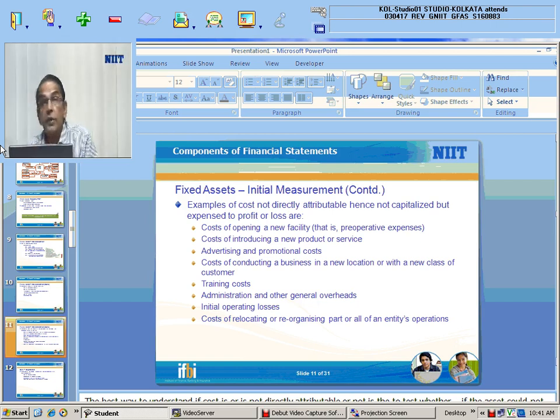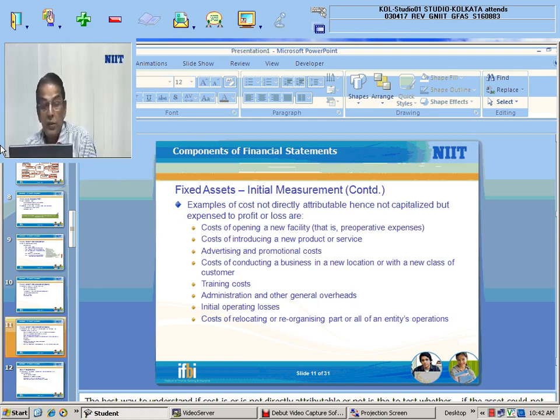Initial operating losses. The losses which are incurred initially for the first maybe 1 year or 2 years. These are called initial operating losses. They cannot be directly attributable. And cost of relocating or reorganizing part or all of an entity's operations. Cost incurred in relocating or reorganizing part or all of the entity's operations is also not a directly attributable cost.